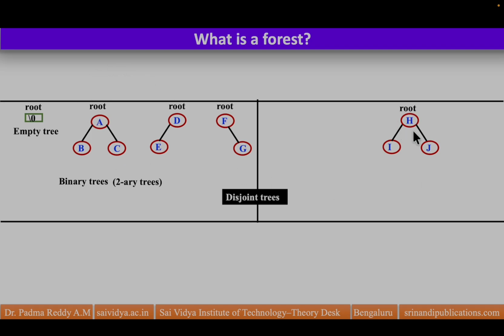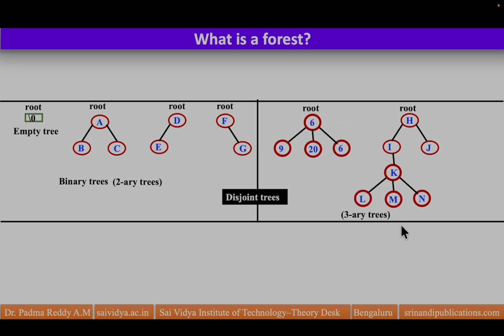On the right hand side, let me write 3-array trees. What do you mean by a 3-array tree? A node having a maximum of 3 children in a tree, we call it a 3-array tree. So these trees are also disjoint. This collection of disjoint trees is called a forest. Now we should be in a position to define what is a forest. A collection of 0 or more disjoint trees is called a forest. So how do you define formally? A collection of 0 or more disjoint trees is called a forest.